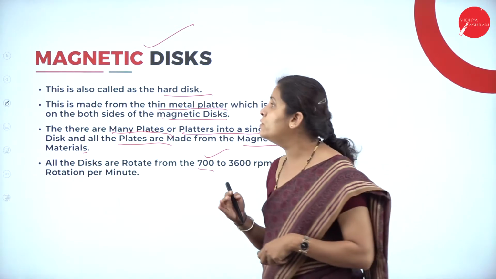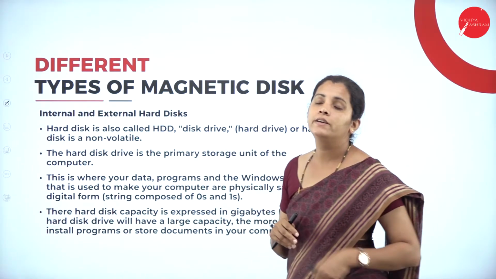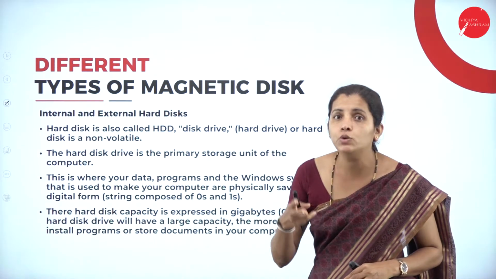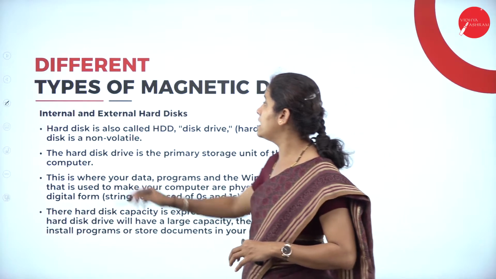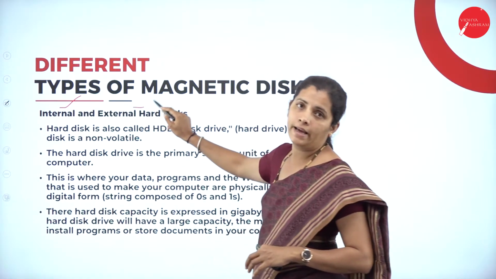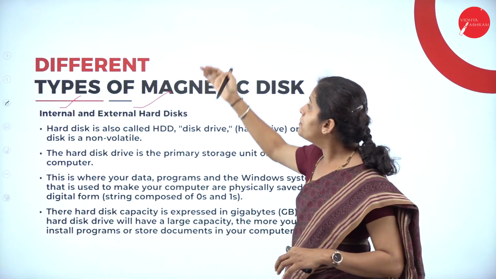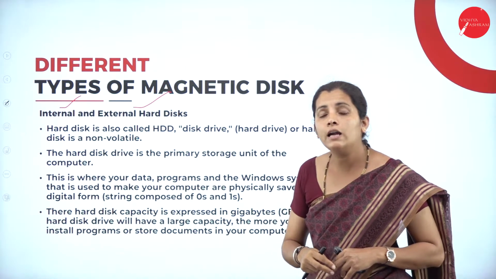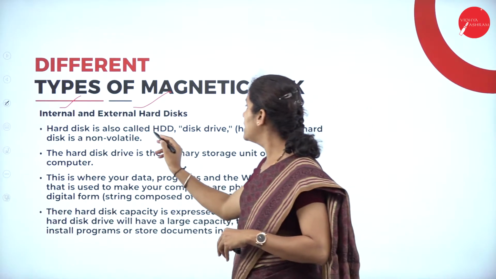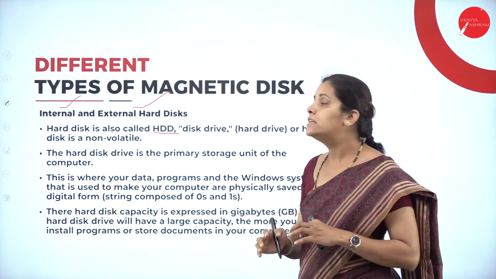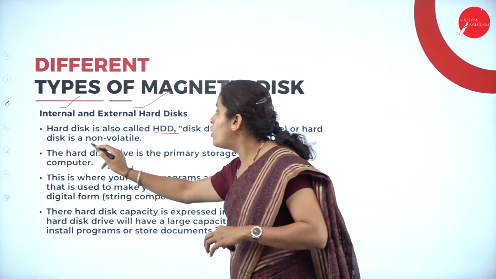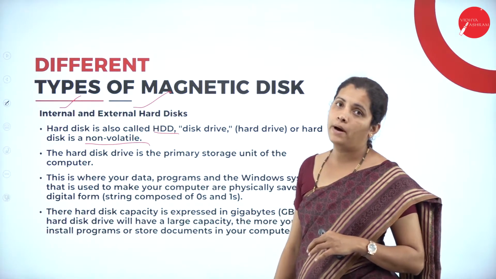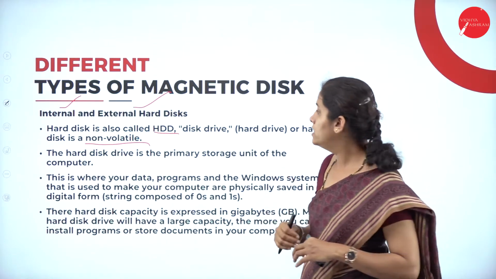Dear students, moving further, we are going to look at different types of magnetic disk. Here we have two types of magnetic disk, internal and external. The magnetic disk is also called a hard disk drive, that is HDD, and it is non-volatile in nature. That means the contents remain permanent for a longer time.